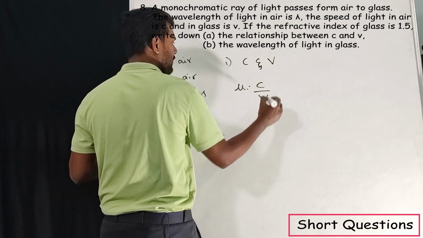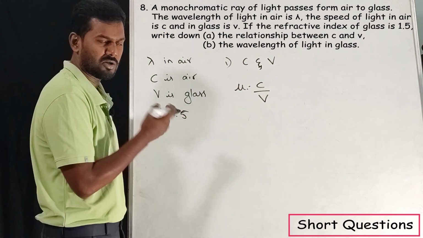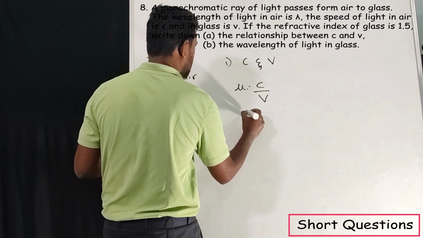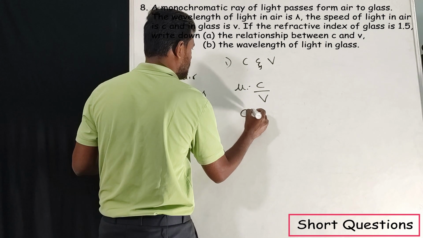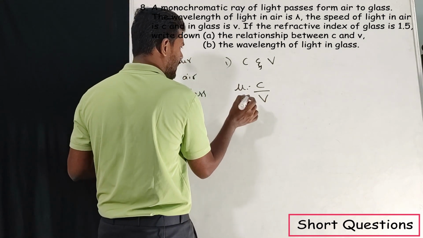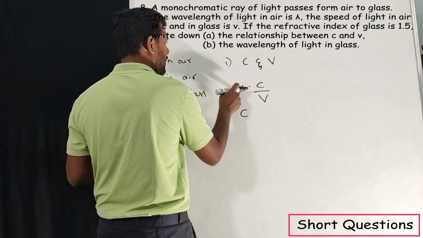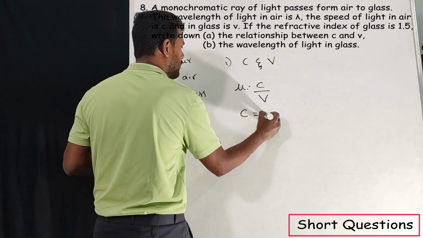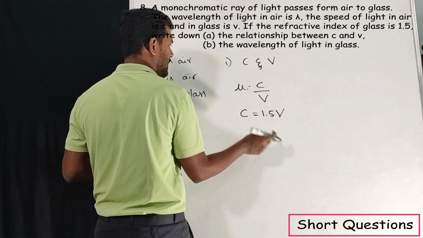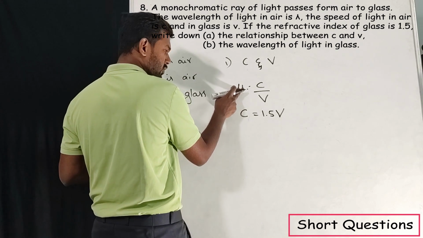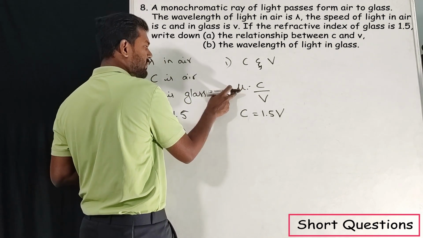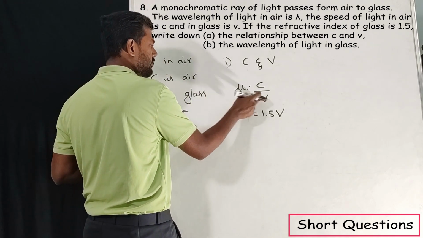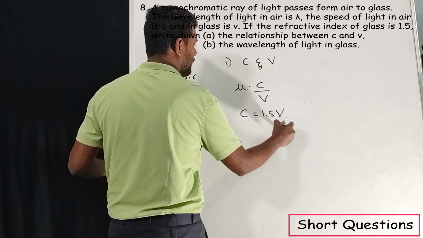This is c by v. This is the formula we have learned in the concept video. So substitute the values, that's it. I'll move this v to that side, and we know the mu value, that is 1.5. So c is equal to 1.5 v, that's it. First you substitute the value of mu, that is 1.5, then you move this v to that side. So 1.5 into v is nothing but c.